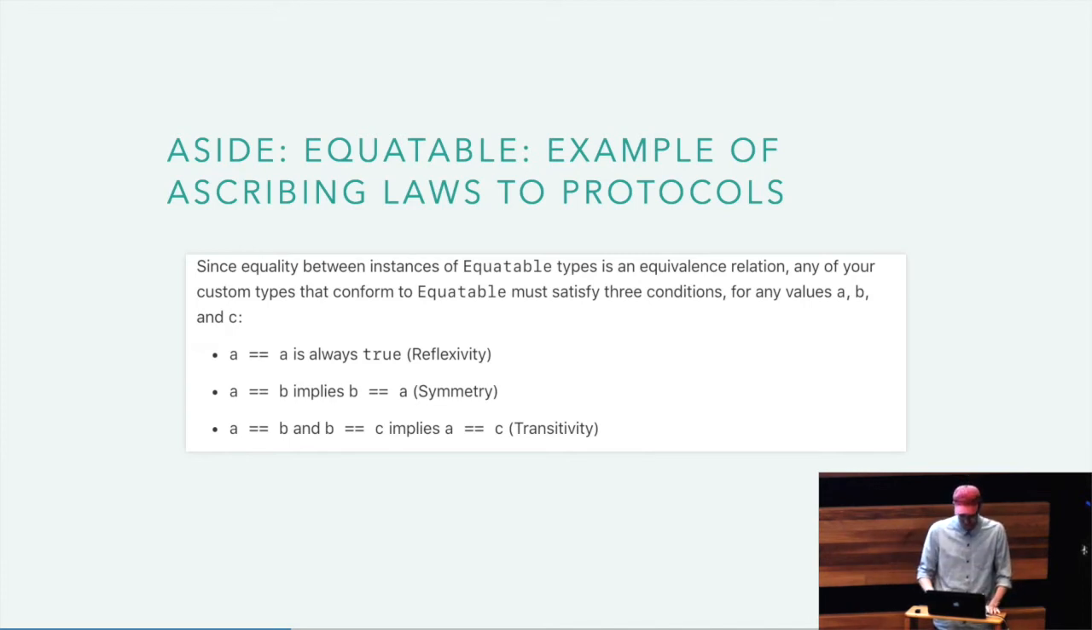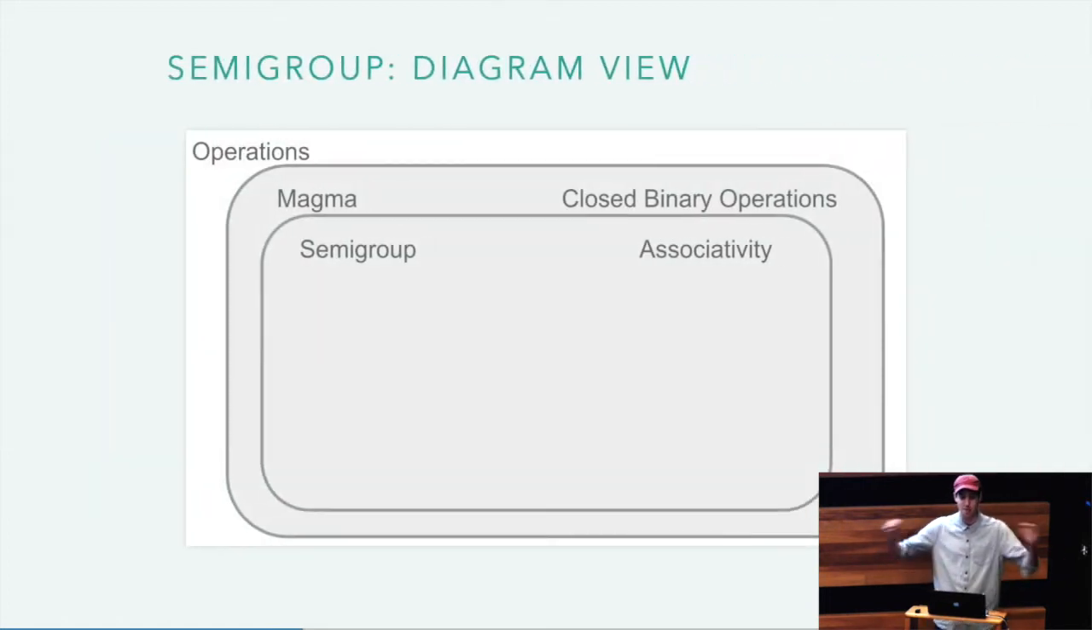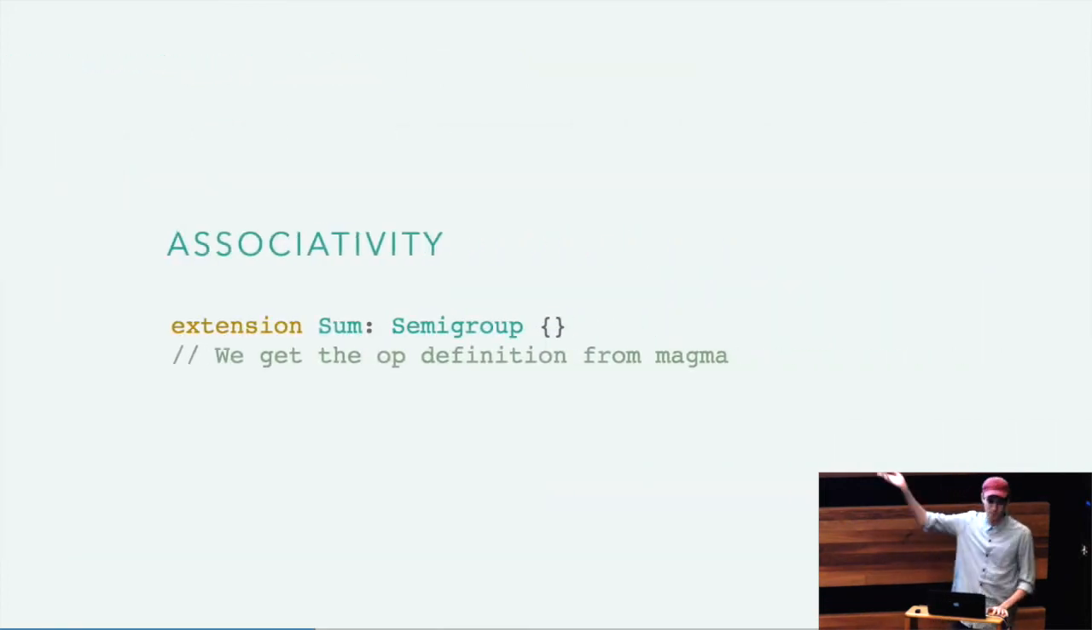So again, if you're a visual person, I just want to stress: a semigroup is a subset of the universe of magmas, just as magmas are a subset of all the operations. All right? So what's an example of a semigroup? A sum. We already defined that. And the reason is because I already talked about how adding integers is associative.